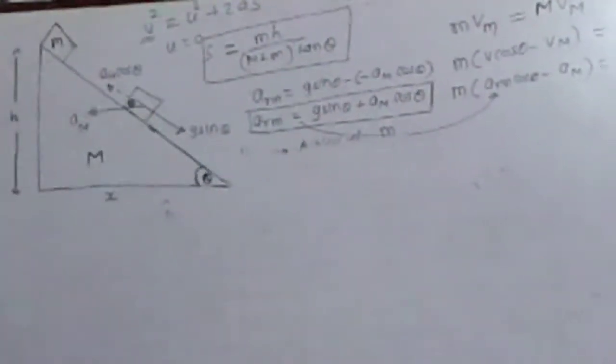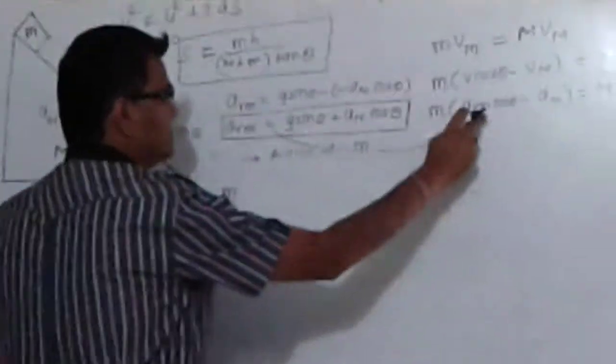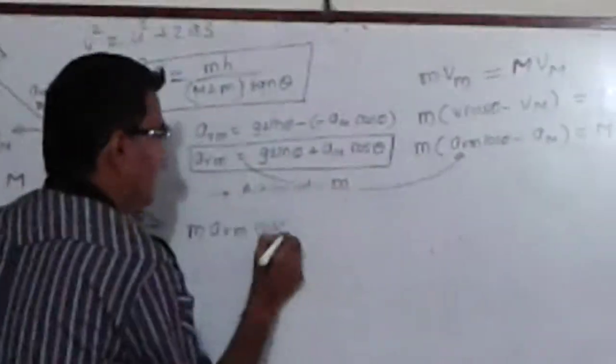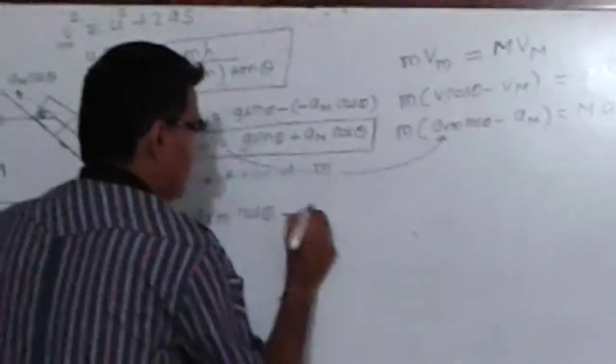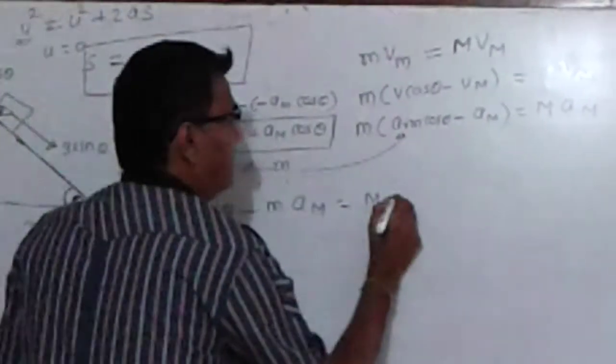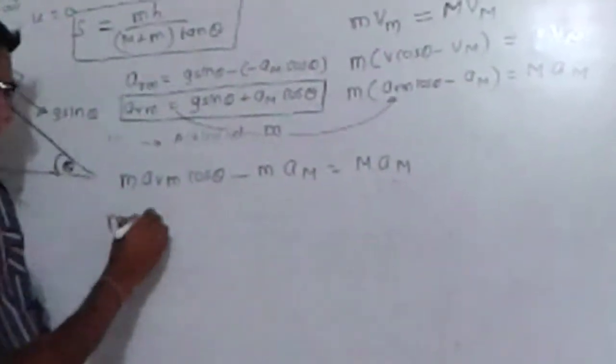And see what I get. I get M into, I am going to substitute for ARn, but before that let me simplify this. M into ARn into cos theta minus M into AM, where M is capital M, into M. That is M cos theta.